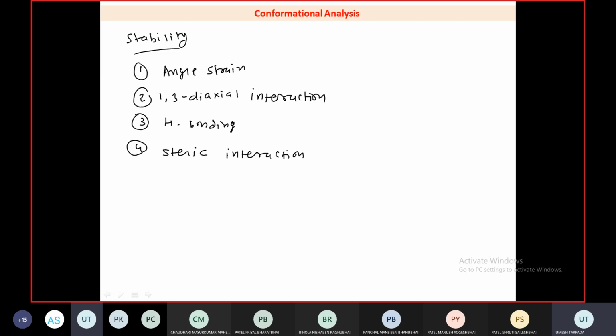Now see, according to your syllabus, conformational analysis of especially heterocyclic compounds is also there, like the structure of carbohydrates. In this case, especially the structure of glucose, we'll first discuss the different conformations of a glucose type molecule.